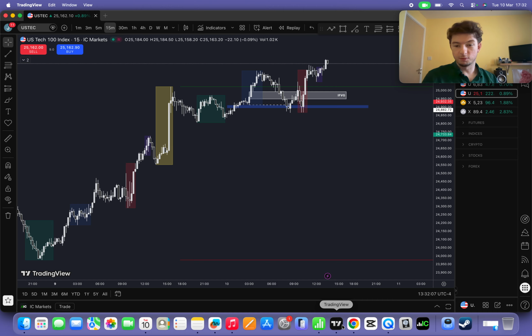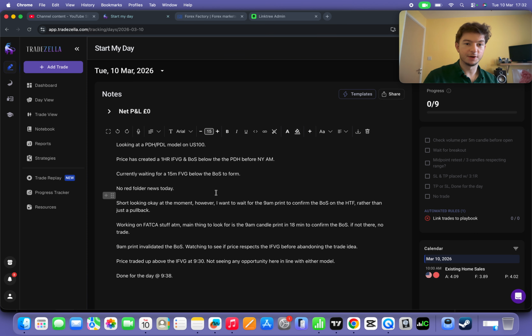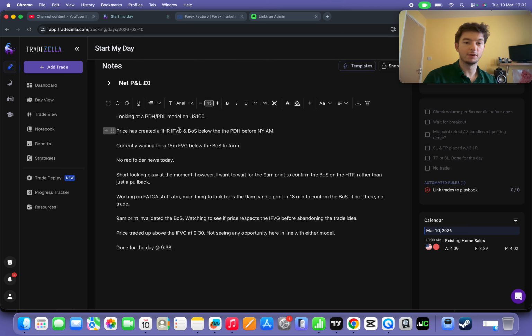And in terms of what I was looking at today, if we go into my notes, price created a 1 hour inverse fair value gap, breaker structure below the previous daily high before the New York AM. Currently waiting for a 15-minute fair value gap below the breaker structure to form. No red folder news today. Short looking okay at the moment. However, I want to wait for the 9 a.m. print to confirm the breaker structure on the higher time frame rather than just a pullback.